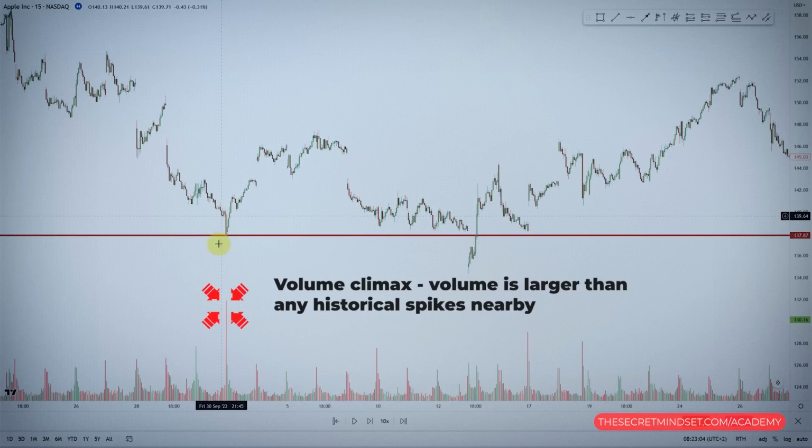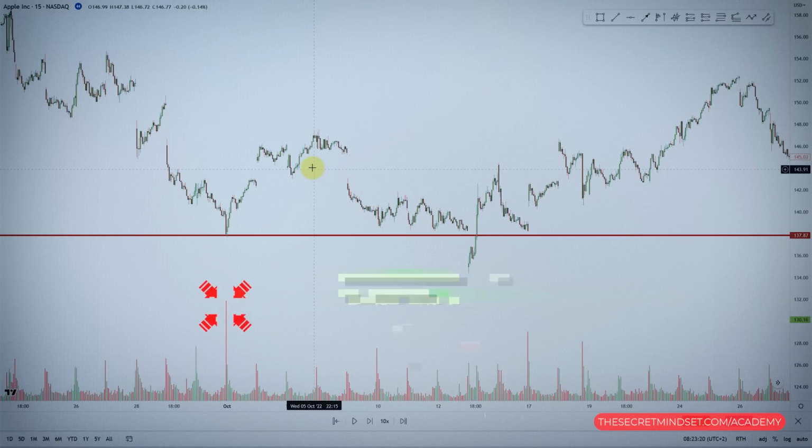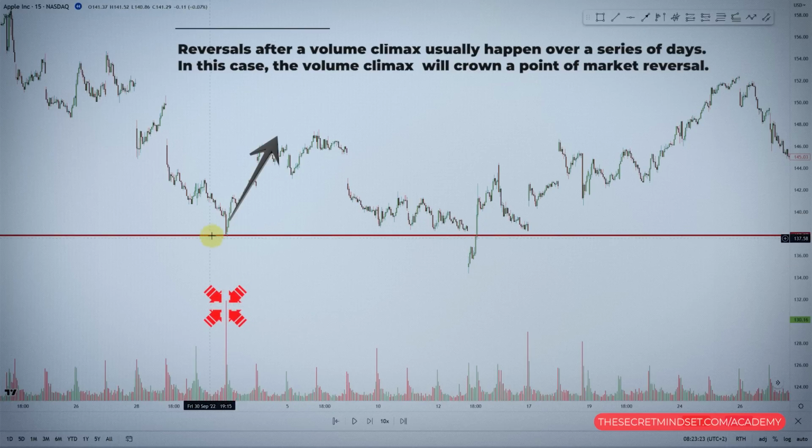When this occurs, you should look for signs for the future direction of the move from the price itself, and this is often followed by a particular candle or a price bar pattern. Massive volume spikes are often seen during fundamental announcements on a daily basis. Reversals, however, happen not over a single day, but over a series of days. If higher than average volume stays in the market for several days, a huge volume spike, a volume climax, will crown a point of market reversal.